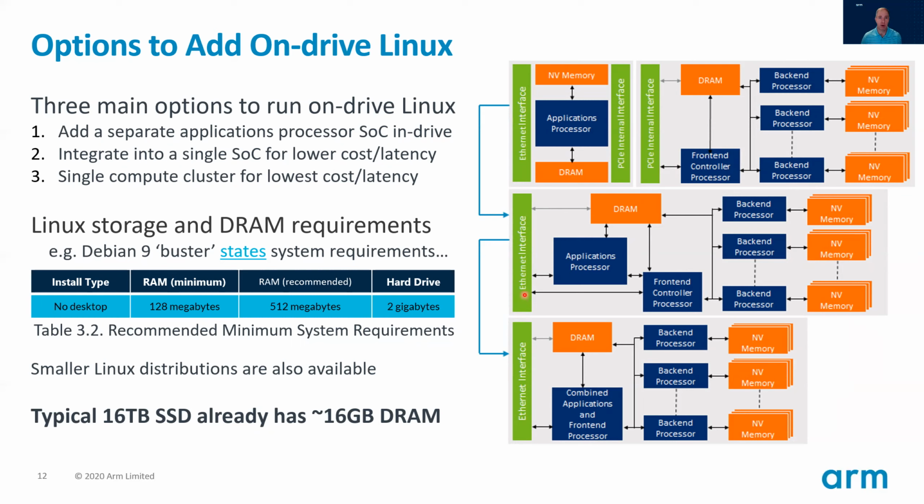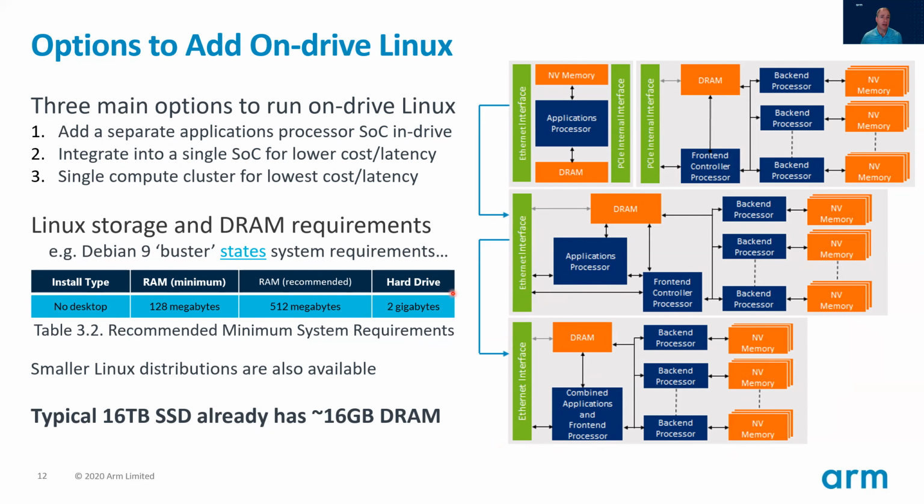The next logical progression then is, well, why not combine the applications processor and the front end processor into one cluster? And that's exactly what this diagram here on the bottom is showing, where the applications and front end processors have been combined. And of course, this provides additional area benefit and cost savings for the controller itself, which just lowers the overall product cost.